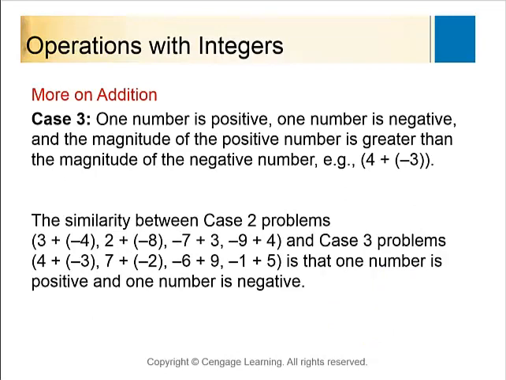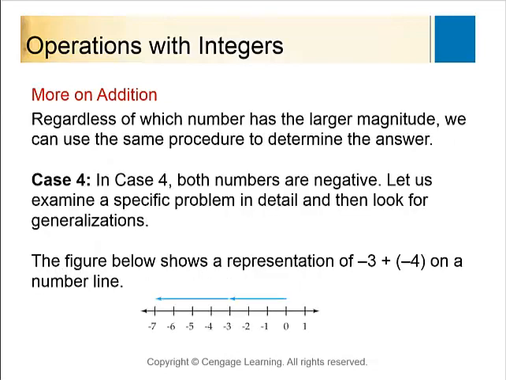Now, I'm not sure why they did another case where one's positive and one is negative, but I guess they did the first one and the second one. I don't know why they even bothered to do that, but they did. I'm not going to discuss that too much because case 4 is where both numbers are negative, and this is where a student would just walk backwards and then walk backwards some more.